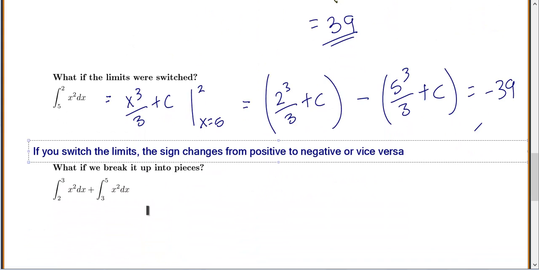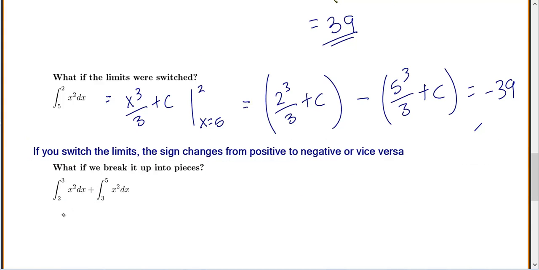Now the more pertinent question is, what would happen if we break it up into pieces? Let's say instead of the integral from 2 to 5, let's do the same integral, but we go from 2 to 3 in one integral and then 3 to 5 in the other integral.